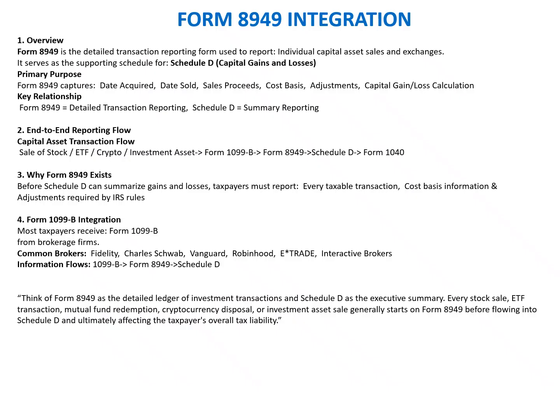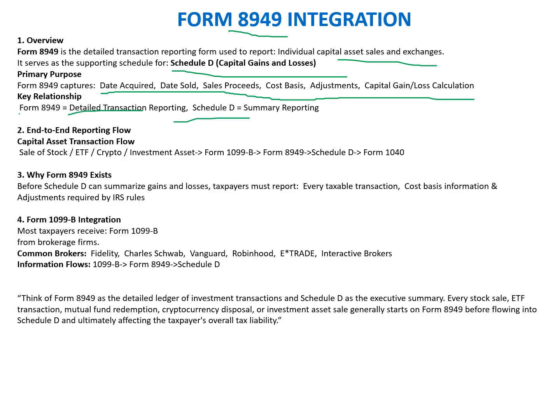Okay, so before we move to the deep dive on each part of Schedule D, let's spend some time understanding the major form, which is Form 8949. Form 8949 is the detailed transaction report used to report individual capital asset sales and exchanges. It serves as a supporting schedule for Schedule D. The purpose of 8949 is to capture the date acquired, date sold, sales proceeds, cost basis, adjustments, capital gains and losses, etc. Form 8949 is detailed transaction reporting, and Schedule D is the summary report.